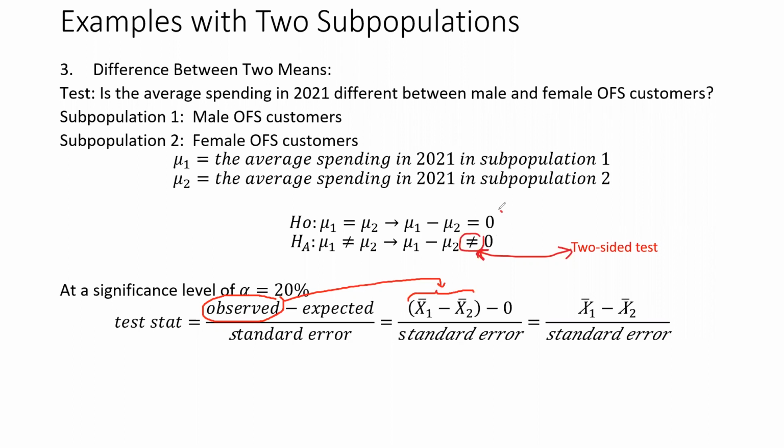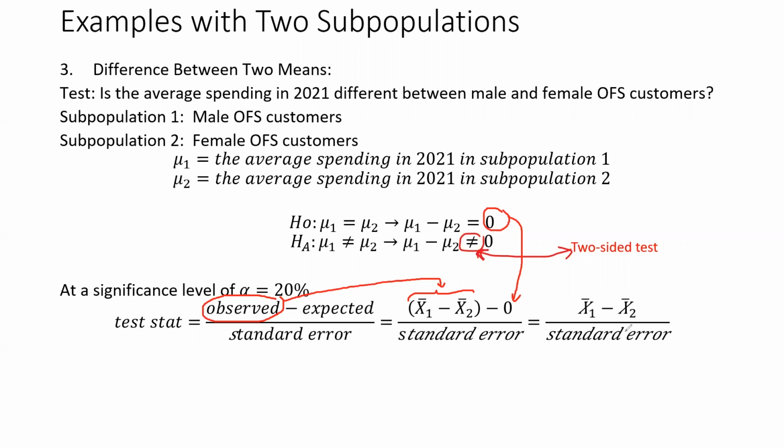And the expected is the right-hand side of the null. All right, this is where this expected comes from. So it's always the observed minus the expected. So the expectation is that the difference in the means will be 0. And what we're going to do is compare that with the observed difference in the means. And since the 0 just drops out mathematically, it's just the difference in the sample means divided by the standard error.